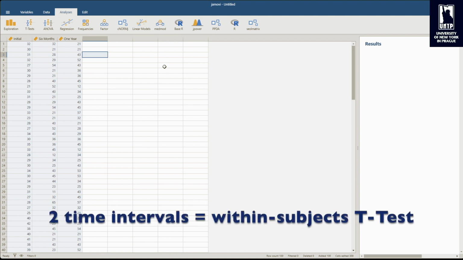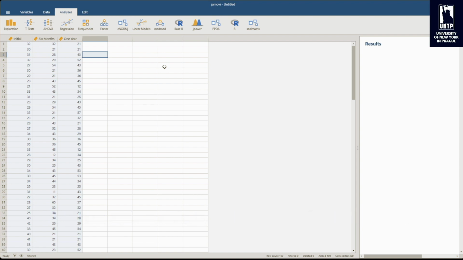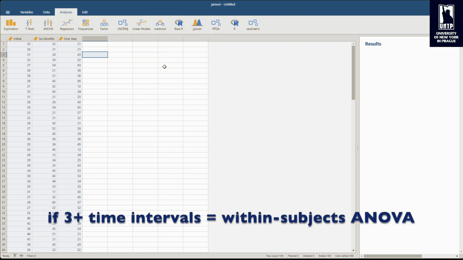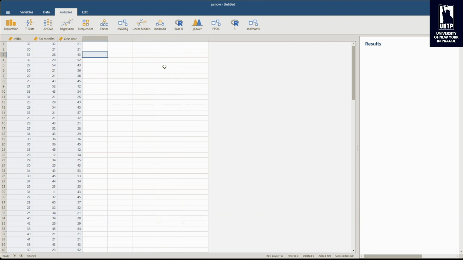If it will be 2, it will be a within-subjects t-test. If it will be 4 or 100, it will still be a within-subjects ANOVA. Now, let us go with a hands-on practice experience on how to do this in Jamovi.